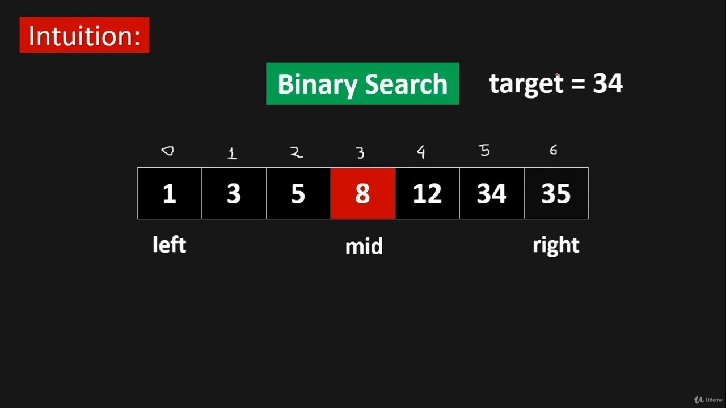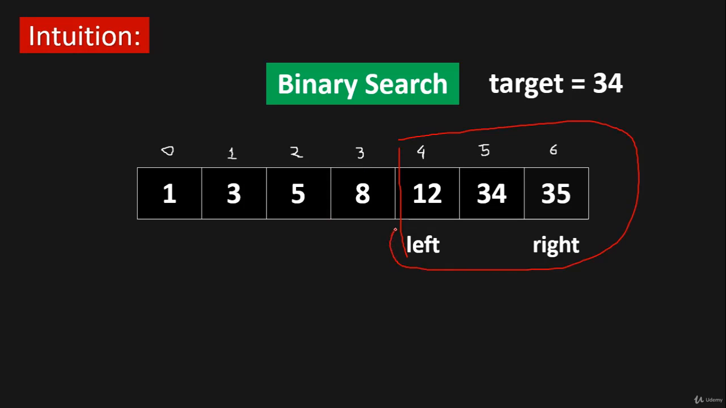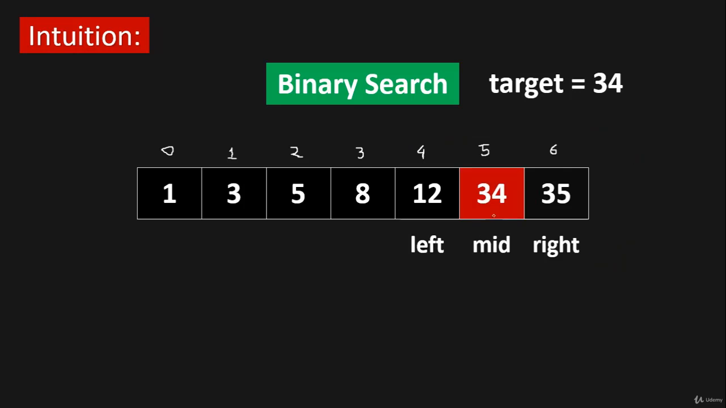Now we're going to check, is the target greater than this middle? Yes, it is. So we'll move the left pointer to middle plus 1. So the left pointer will point to this element 12. Now our goal is to find the middle for this subarray. Okay, so 4 plus 6 divided by 2 is 5. So 34 is our middle. Now we're going to check, does the target equal 34? Yes, it does. So we'll return the index of this element, that is 5.